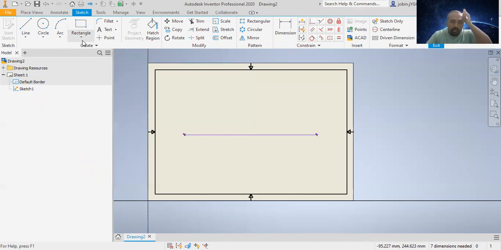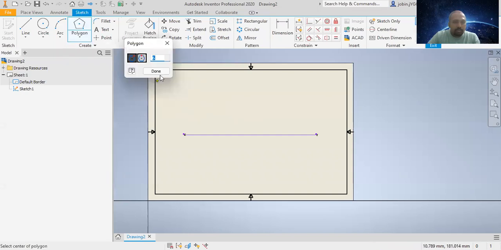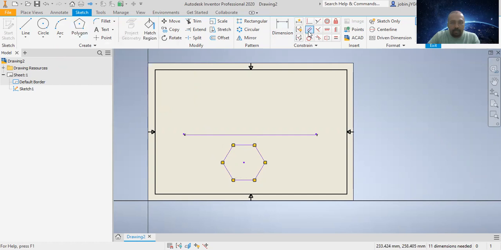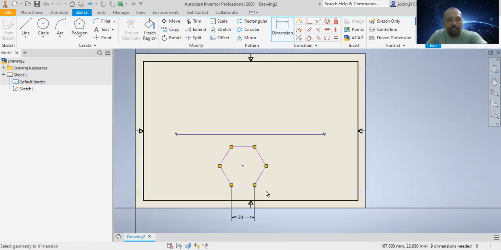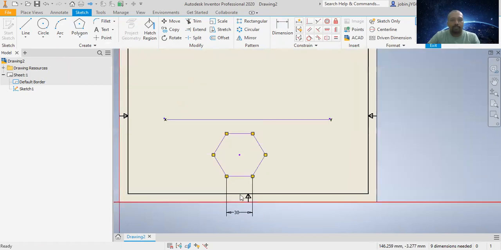So I will draw the hexagon. Like this, and I will change the dimension to 30. Okay, so this is the top view. So you have to draw this. Okay, how to draw this?